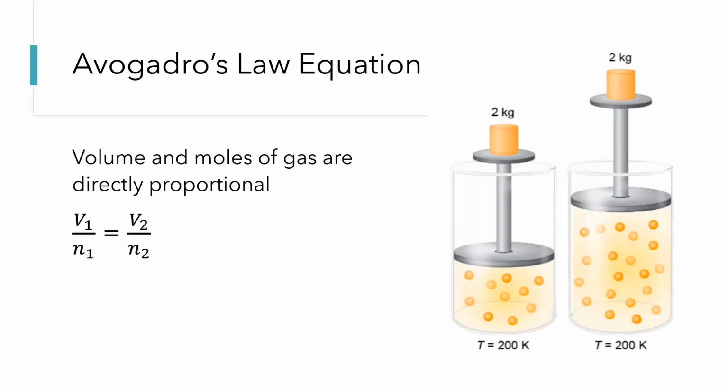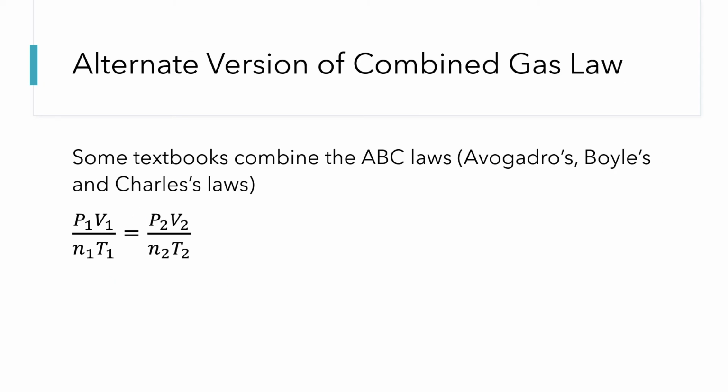The equation that goes with Avogadro's law says that V1 over N1 is equal to V2 over N2. The volume and the amount of gas are directly proportional, so that means as one of these goes up, the other one also goes up. You add more gas to a balloon, its volume is going to increase.